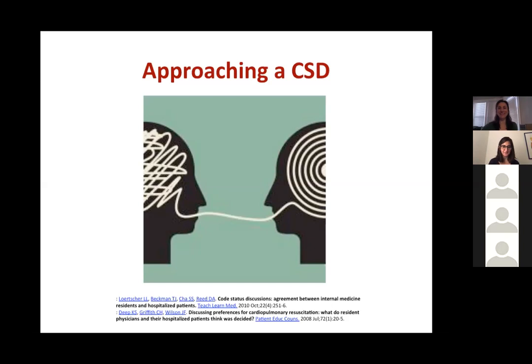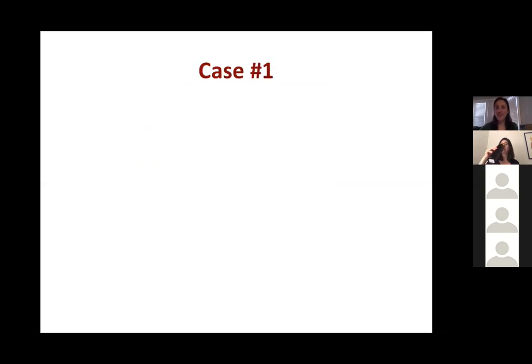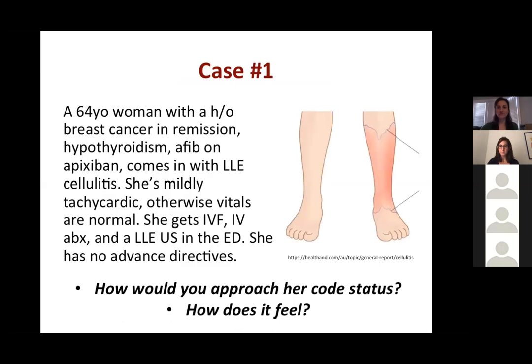No worries. So let's start with a case, just to warm up and see where we're all at with this. This case is of a 64-year-old woman with a history of breast cancer in remission, hypothyroidism, AFib on apixaban, who comes in with a left lower extremity cellulitis. She's mildly tachycardic, otherwise vitals are normal, and she gets IV fluids, IV antibiotics, and a left lower extremity ultrasound in the ED. And she has no advanced directives.